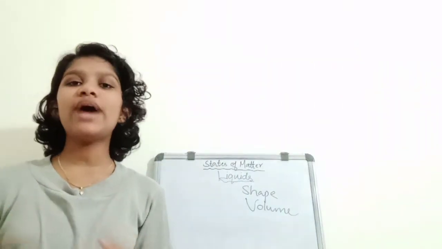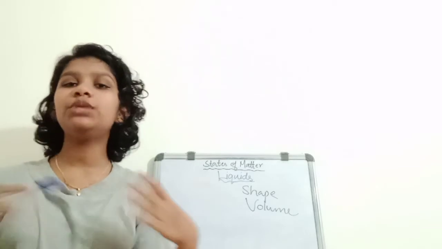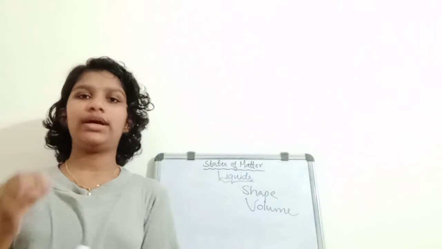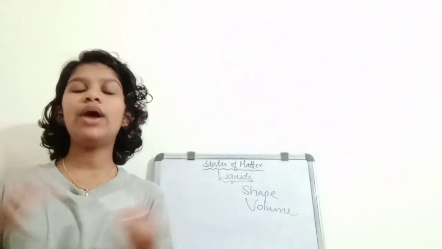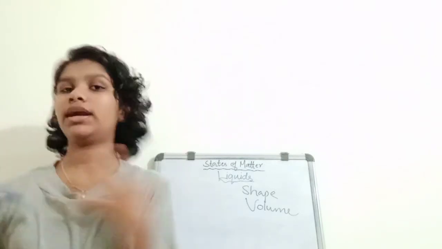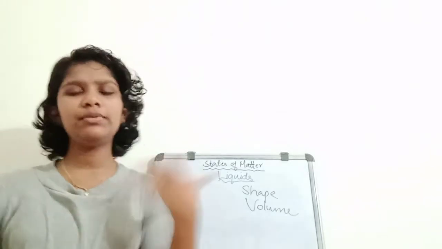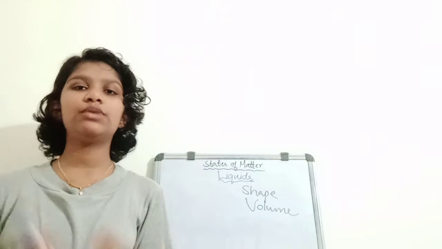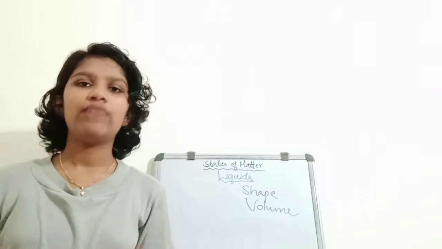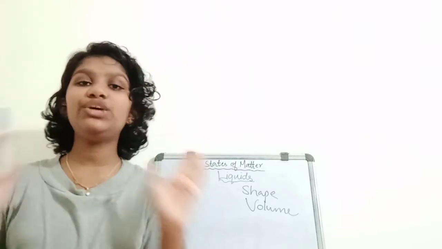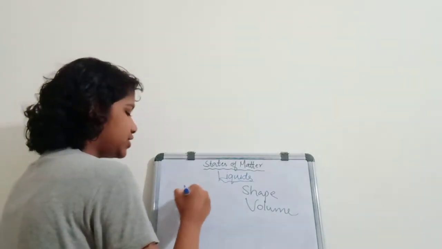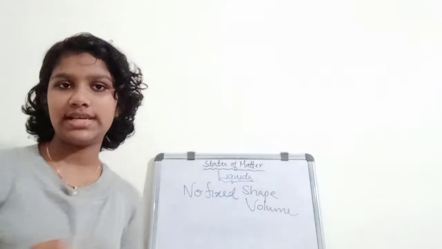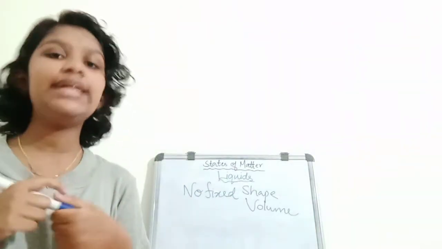Liquids also have some characteristics, like solids. If I take water in a bottle and water in a mug, the water in the mug has one shape and the water in the bottle has another shape. Why is that so? Because liquids have no fixed shape. They don't have a fixed shape.